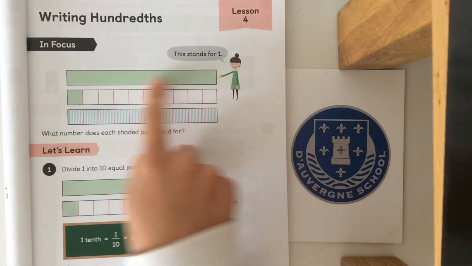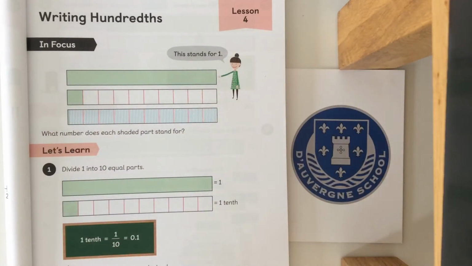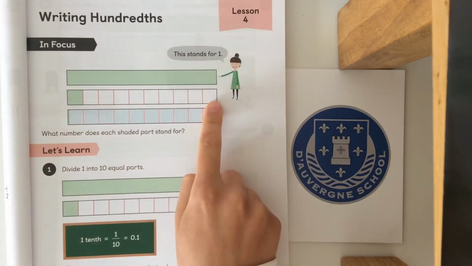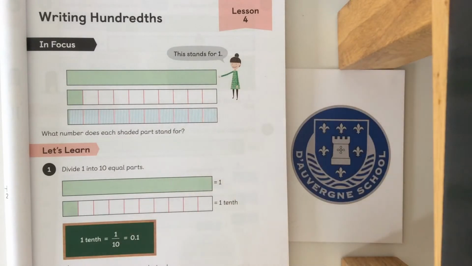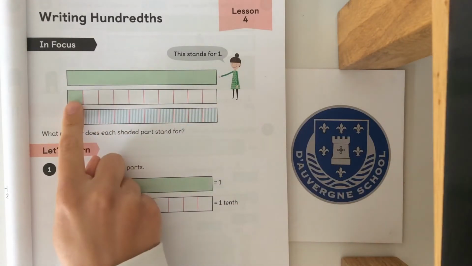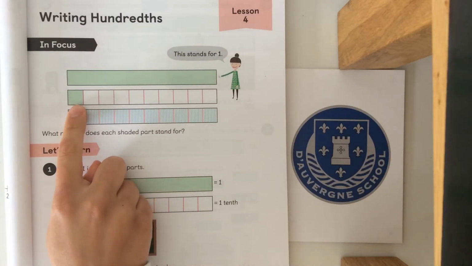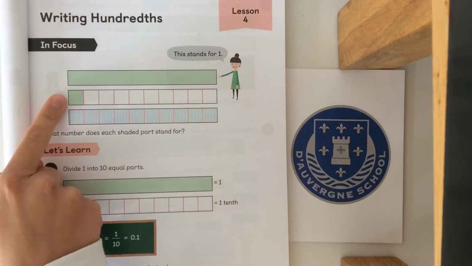Okay, so if this is one whole bar here, remember that when a bar is divided into 10 equal parts, we call each part 1/10. So here we have 1/10, and we can write that as 0.1 with our decimal point. So this shaded part represents 1/10.